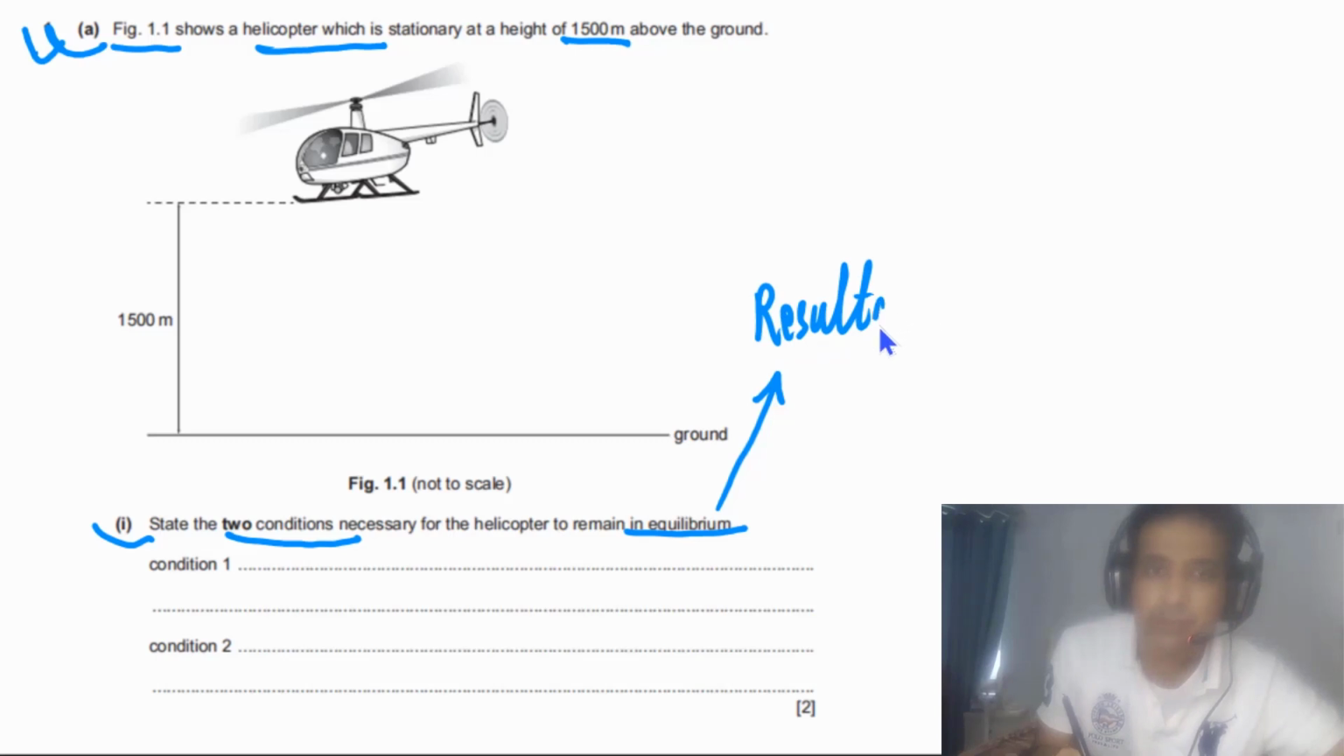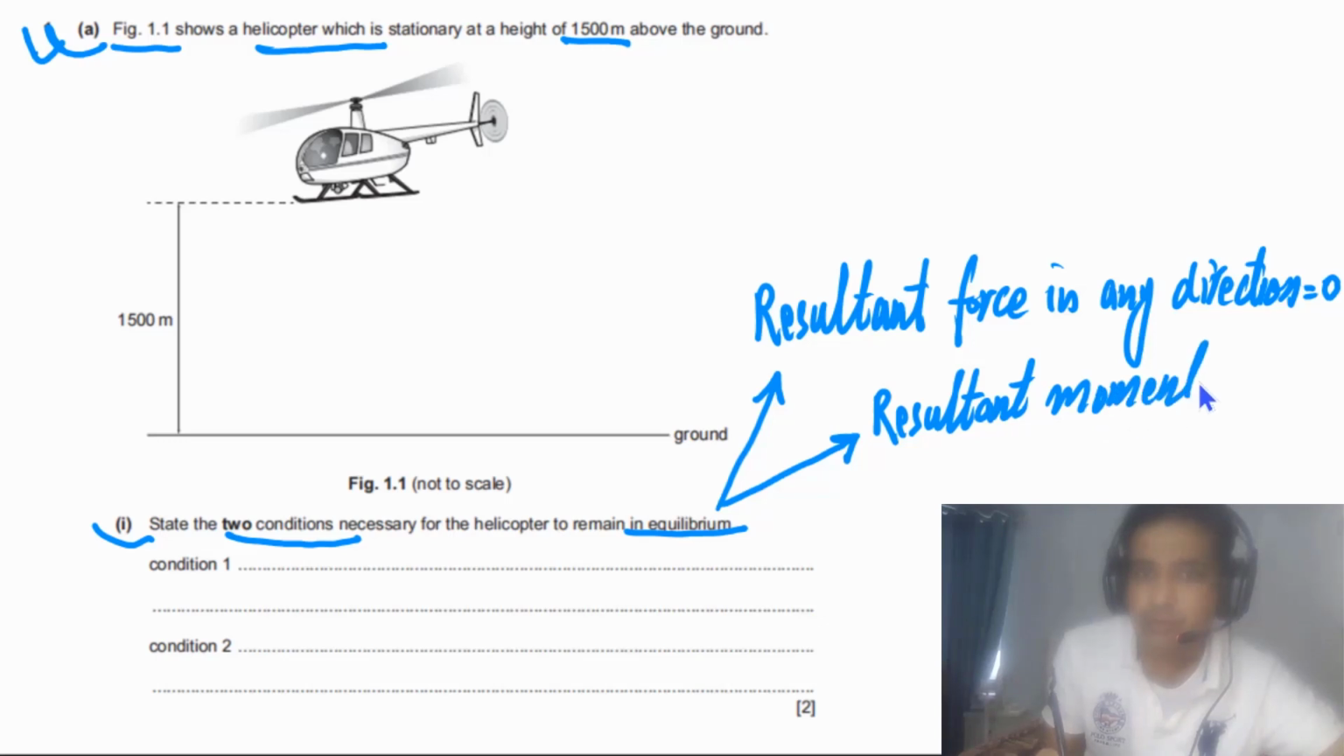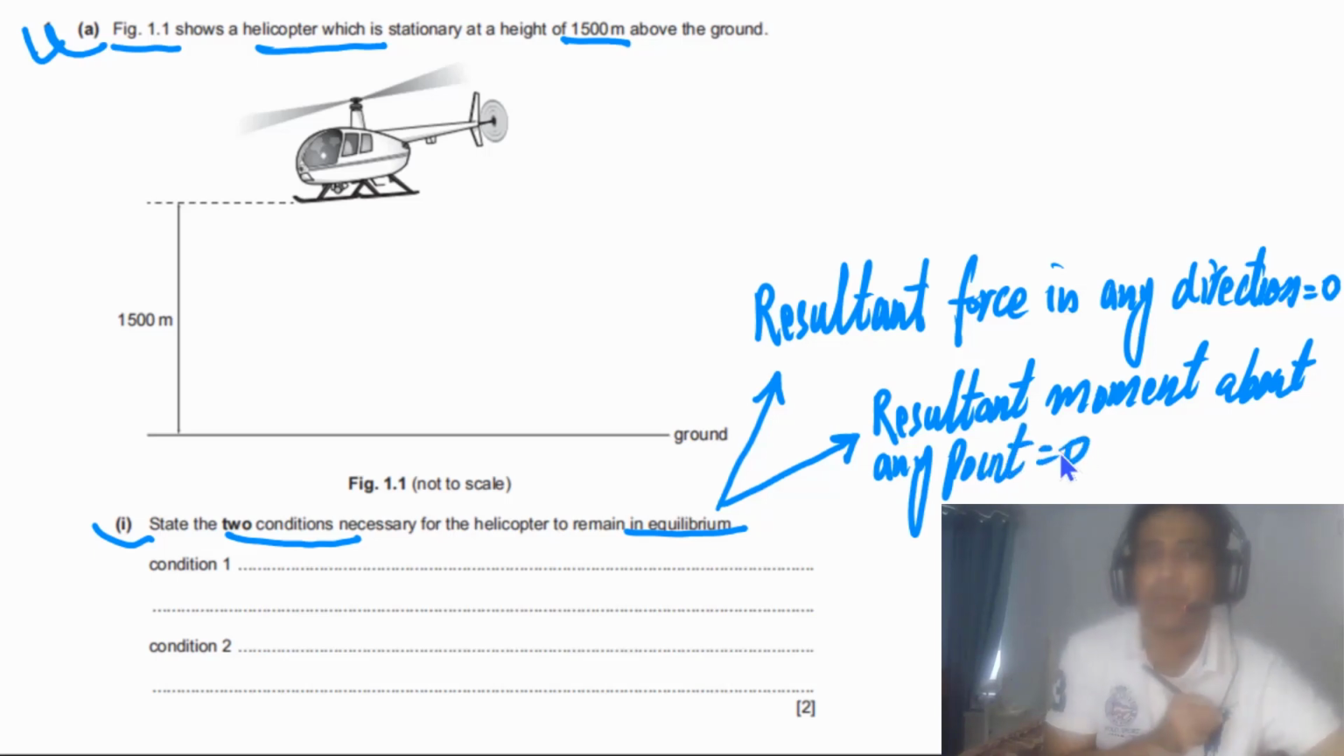So the first condition, simply you can say resultant force in any direction. The proper way to say it is resultant force in any direction is equal to 0. And the second condition is resultant moment about any point is equal to 0. So these 2 points you have to write down. So condition 1, condition 2.